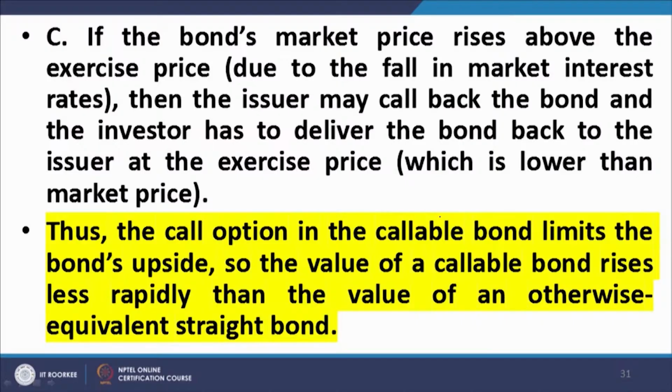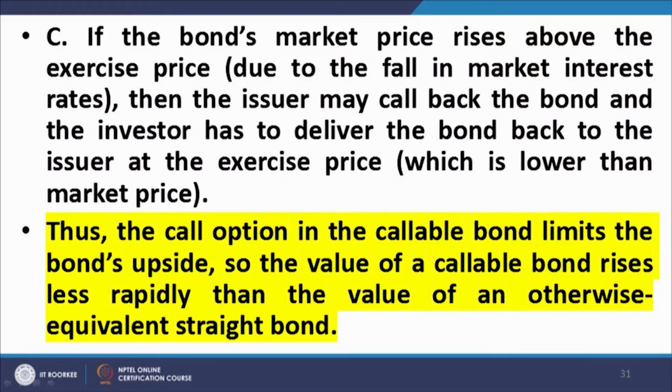The exercise price is lower. Therefore, the upside on the bond from the perspective of the investor is curtailed, is truncated. Thus, the call option in the callable bond limits the bond's upside. That is precisely what I am trying to convey to you. The call option limits the bond's upside, because at any node where the option is exercisable, the payoff will not exceed the exercise price.